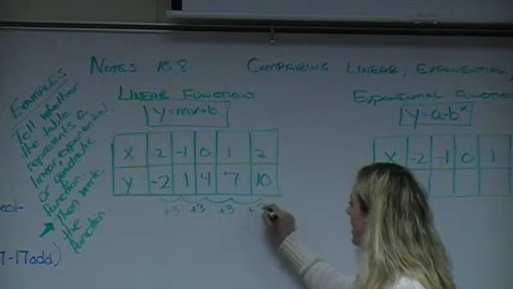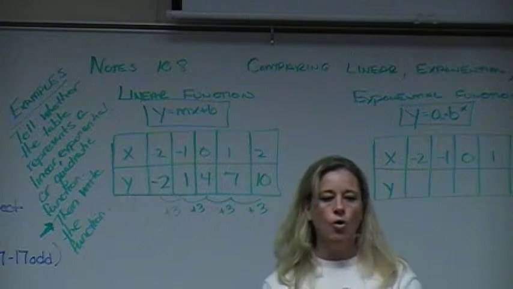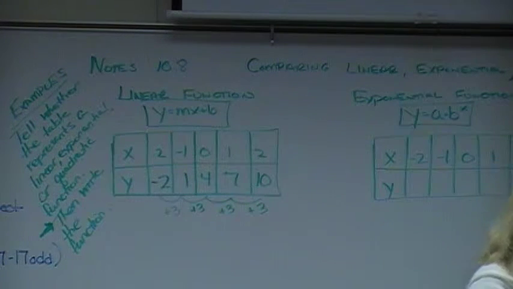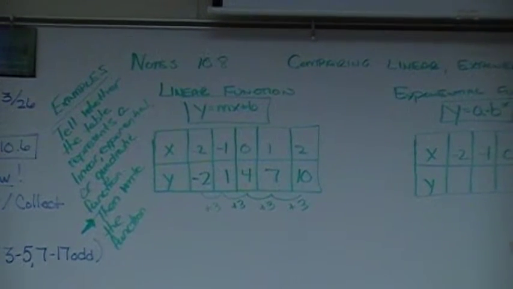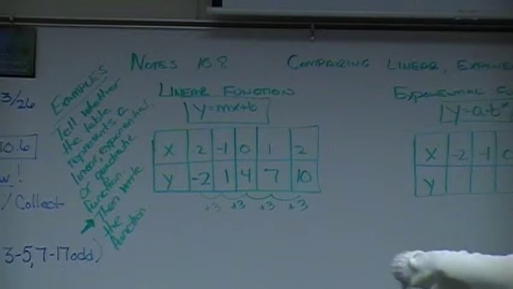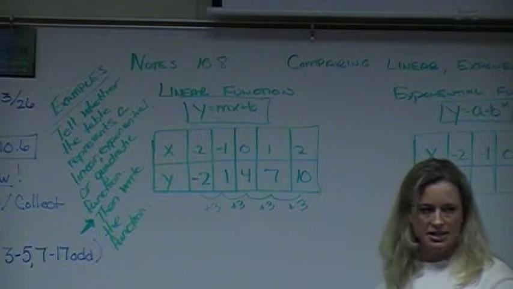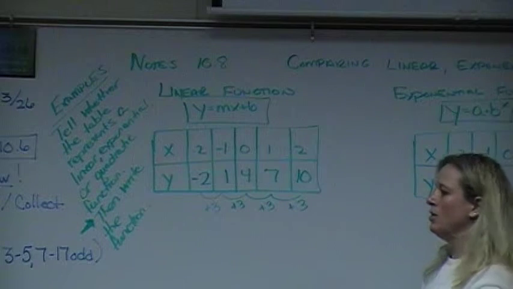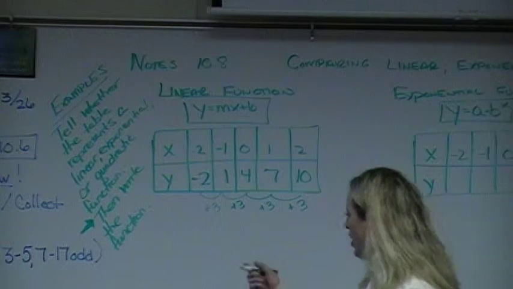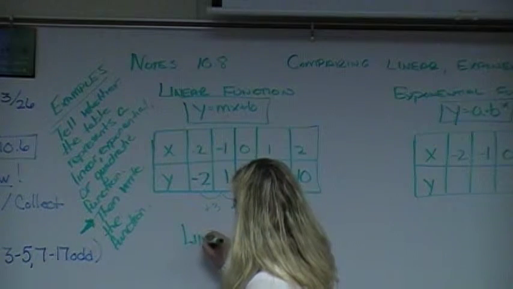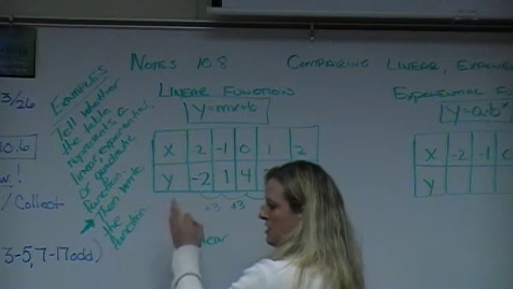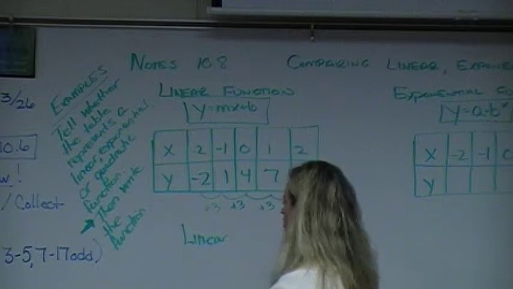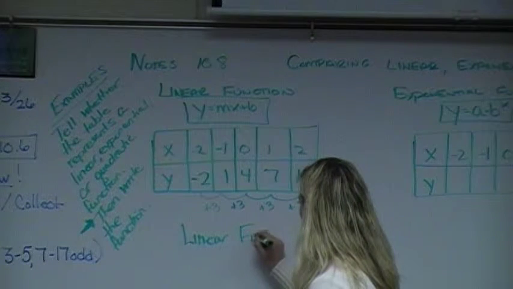Because I have a constant increase or a constant decrease, it is a linear function. That is the key. Am I adding the same number to every one of the y values, or subtracting the same number? If I am, I automatically know it's a linear function. Does that make sense? Okay. Now that I know it's a linear function, let's write the linear function. We know this is a linear function, because that was the first thing I asked you to do in the example: tell whether the table represents a linear, exponential, or quadratic function. This is a linear function.